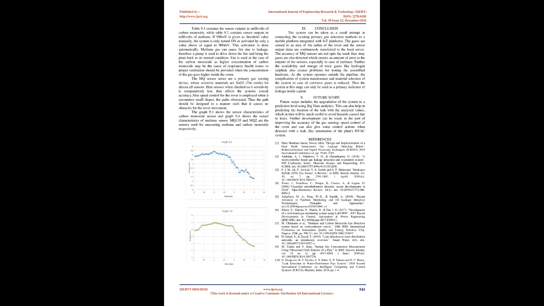Future scope. Future scope includes the upgradation of the system to a prediction level using big data analytics. This can also help in predicting the location of the leak with the analyzed values, which in turn will be very useful to avoid hazards caused by leaks. Further development can be made in improving the accuracy of the gas sensing and the speed control of the rover, and can also give some control actions when a leak is detected, like automation of the plant's HVAC system.